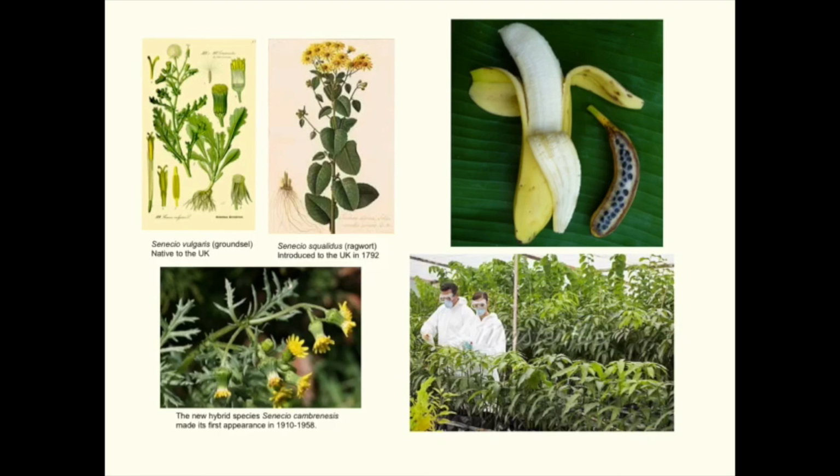The best evidence of this type of hybridization producing new species is the recent speciation of the groundsel Senecio cambrensis. The groundsel Senecio vulgaris, with a 20 count chromosome, is native to the UK. The ragwort Senecio squalidus was introduced in 1792. Around 1910, a new species was documented to have appeared and subsequently proliferated. The new species was proven to be a hybrid of the two through crossbreeding in greenhouse experiments.